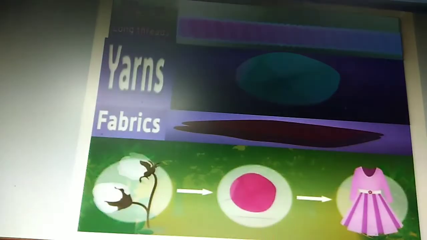Next, see, a long thread is called fiber. In this, so many small hair-like structures will be present, and they are called fibers. Yarn means thread. Like this we will be making strong threads from the fibers. Then fabric is nothing but cloth. Now these are the cotton fibers being made into yarn, then into cloth.